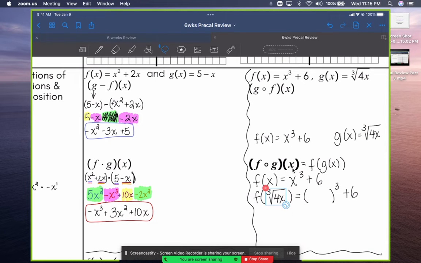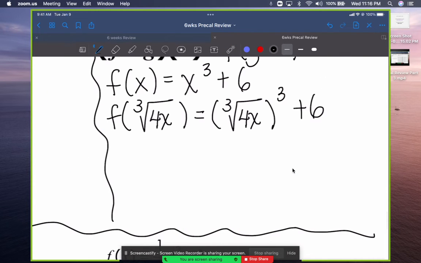I don't want to put in all of g of x. That's too much. All I need is this right here, okay? Everywhere that I see an x. Again, all I did was I plugged the g of x function into the f of x function, everywhere that I see an x. All right, now we're just simplifying.